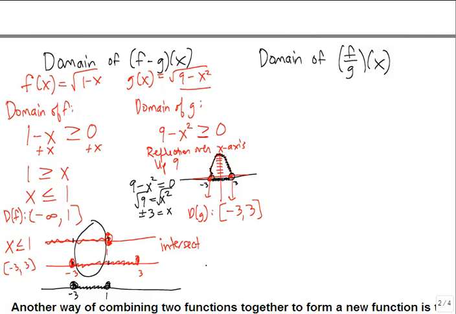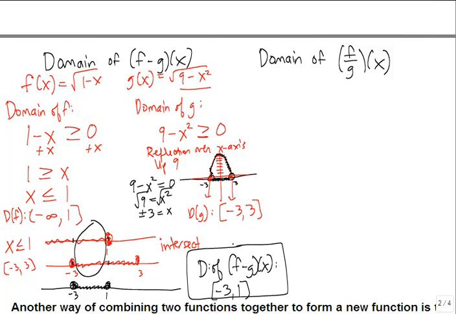So our final answer, the domain of f minus g of x, would be the interval -3 up to 1, including those two endpoints. Okay, so we found the domain of f, we found the domain of g, and then we looked to see where their intersection was.